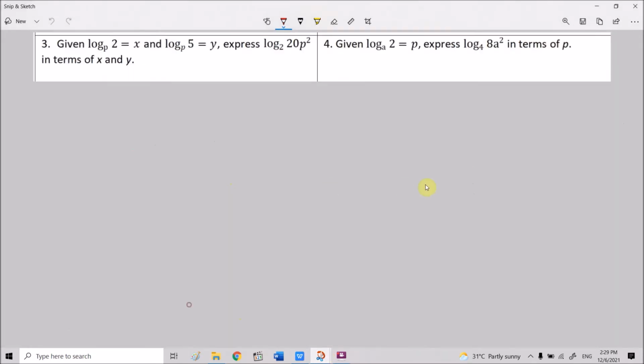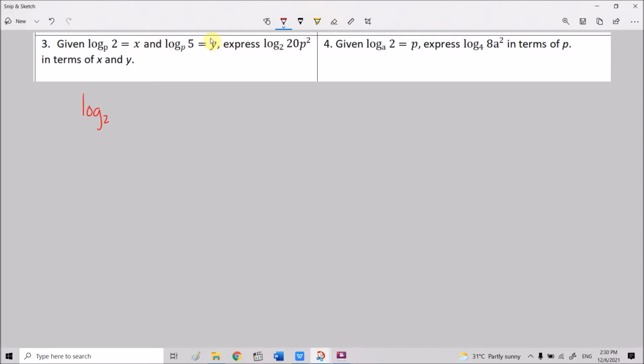We'll look at question 3 and 4. So given log base p of 2 equals x and log base q of 5 equals y, express log base 2 of 20p squared in terms of x and y. Again, we want to get rid of the p here. We only want x and y.